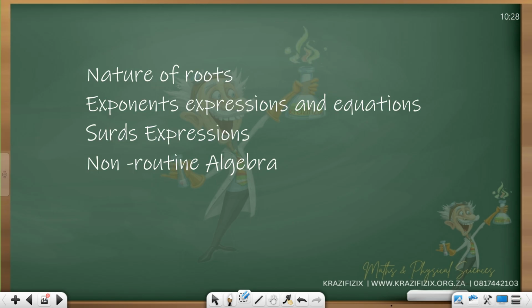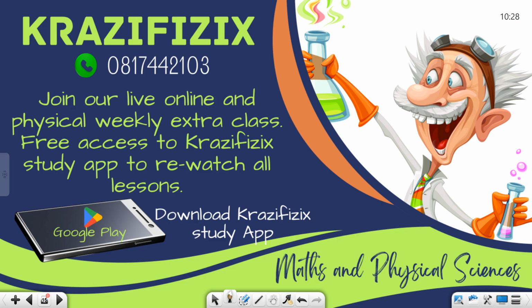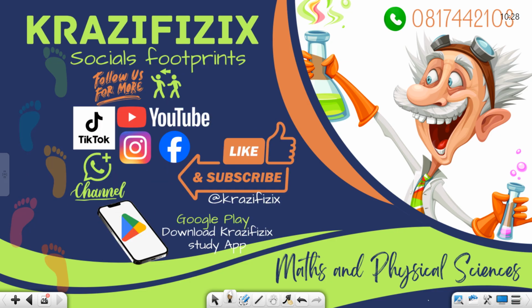Please make sure you look at the things that are remaining: nature of roots, exponents, expressions and equations. Third expressions we did, third equations. Then we have non-routine algebra. These are the things that we have remaining for algebra, and you'll be doing this for 6 weeks or more next year when you go back to school. But we will have covered all of this by the time we come back in January. We want to start with the second topic, which is trigonometry. And in grade 11, it's more technical.